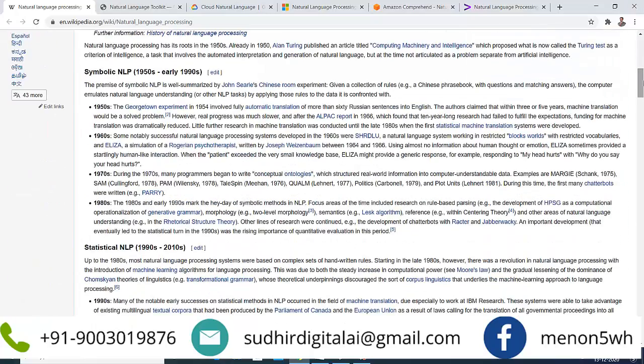So you can see symbolic NLP. This is a good thing to read for all of you, because the premise of symbolic NLP was summarized by John Searle's Chinese room experiment. Given a collection of rules, like a Chinese phrase book with questions and matching answers, the computer can emulate NLP by applying those rules to the data it is confronted with. Okay, so there was an experiment done in 1950. We're not going deeper into it, you can go through it yourself.